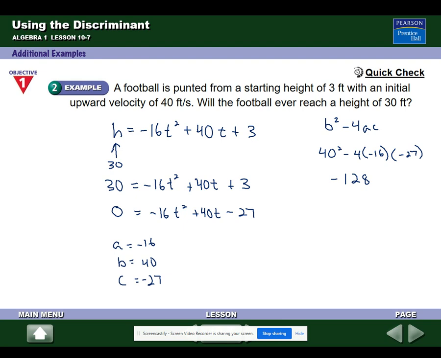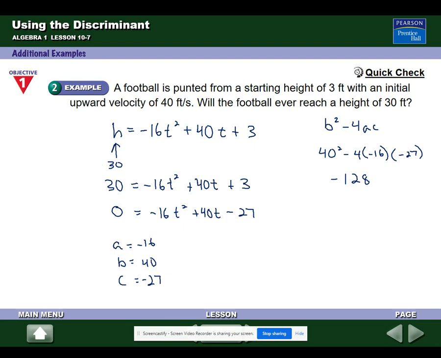Now, I want to end this video here quickly, but just one other question to pose. Could we change the height? Maybe it doesn't reach a height of 30 feet. In fact, we just showed that it doesn't. Could we change the question? What about 20 feet? What about 25 feet?